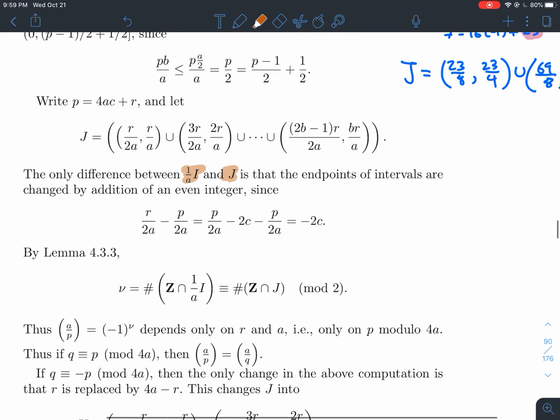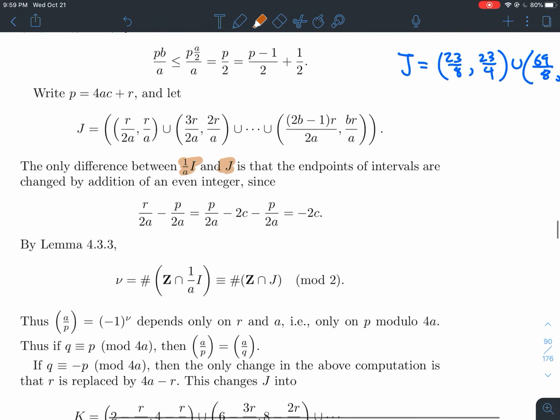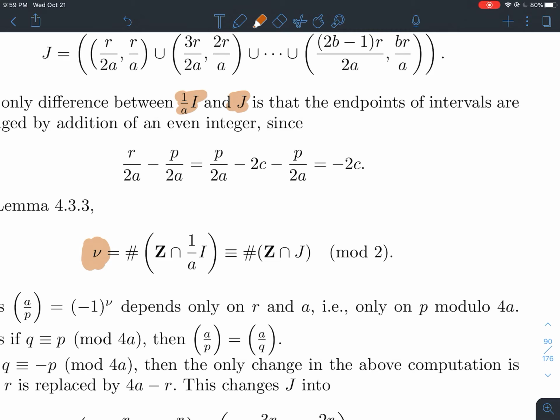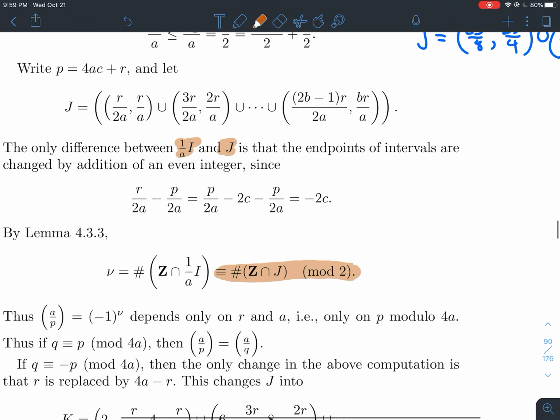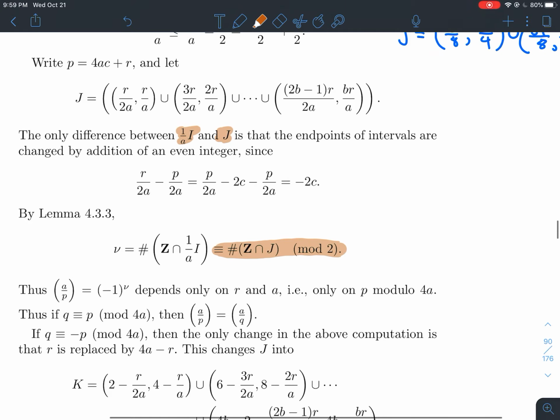But now we can invoke our lemma 4.3.3, which says that my exponent nu, that's really the exponent on -1 that's going to determine the Legendre symbol sign, should be how many things are in Z intersect 1 over a times I. But what we just showed is that it has the same parity, at least mod 2, as the number of things in Z intersect J. Cool. So why is that good for me? What does that do then?